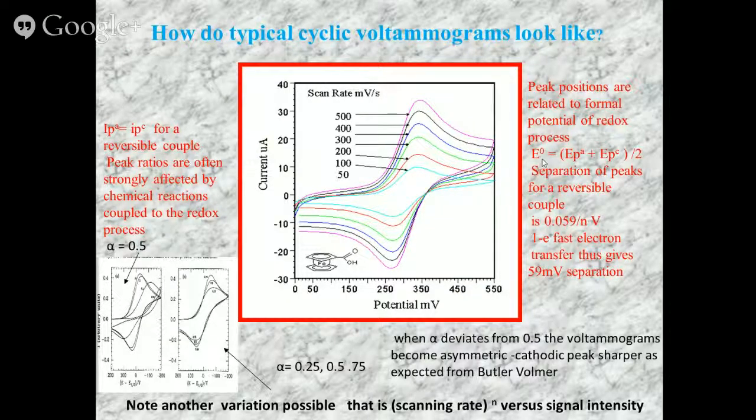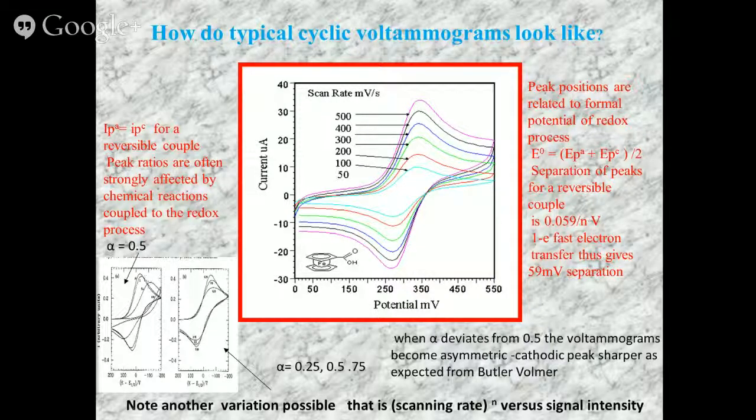Now the E0, the standard reduction potential, is (Epa plus Epc) divided by 2. Here I have shown, for a reversible couple, that the separation of the peaks is 0.59 by n. For a single electron transfer, the separation between the anodic peak and the cathodic peak must be 59 millivolts. All these hold good only when the transfer coefficient is 0.5. Normally we assume that the transfer coefficient is 0.5.